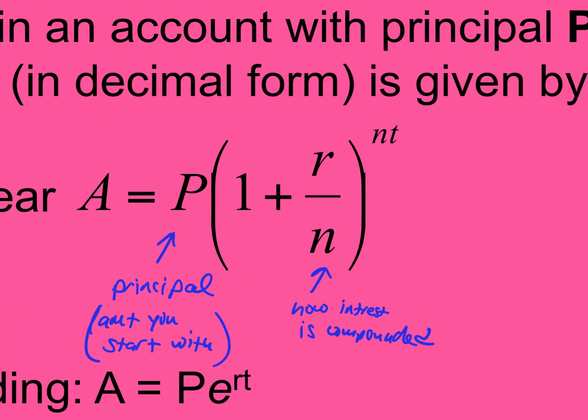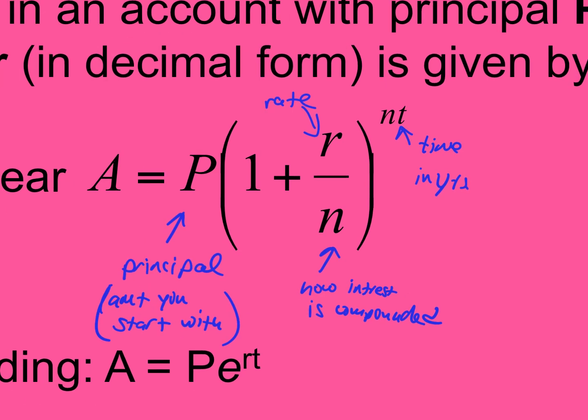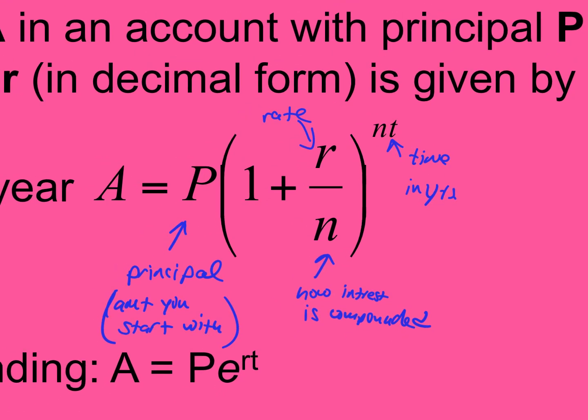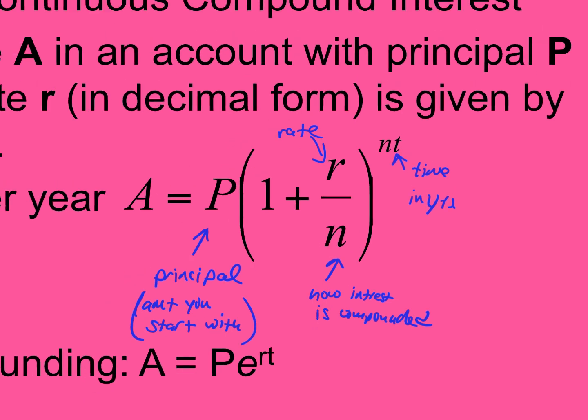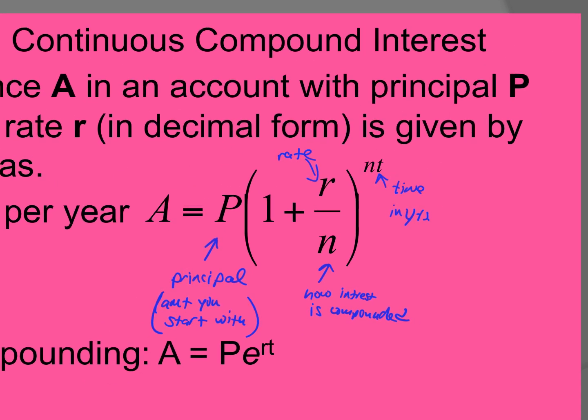R is your rate. And T is your time in years. Specifically years. N is how interest is compounded.